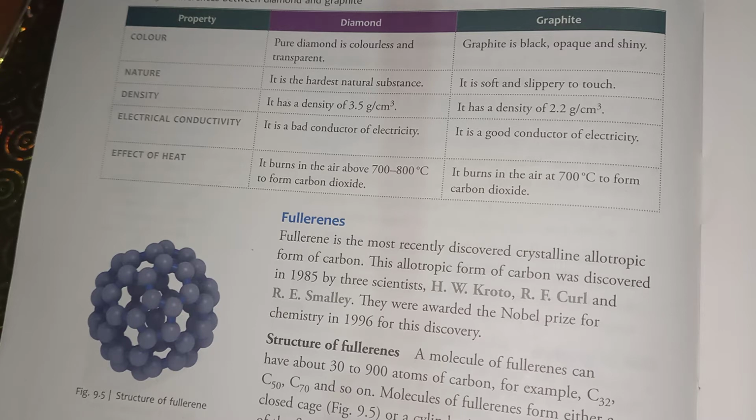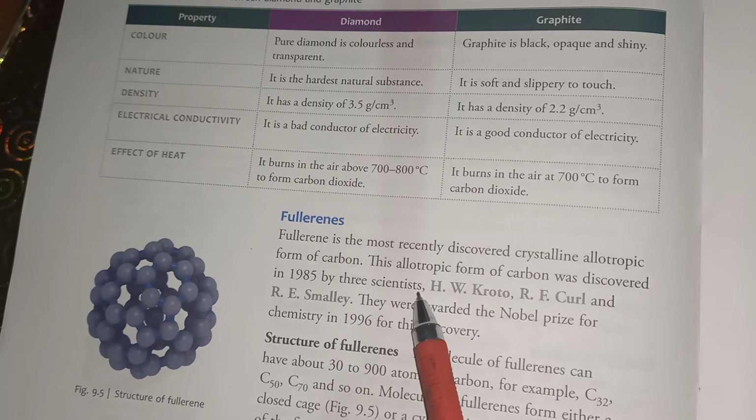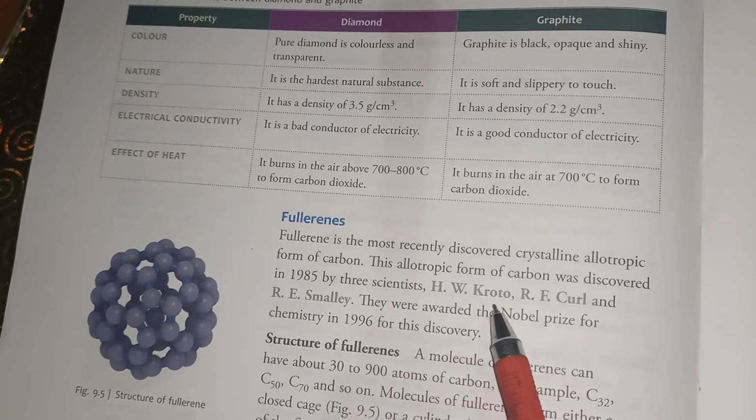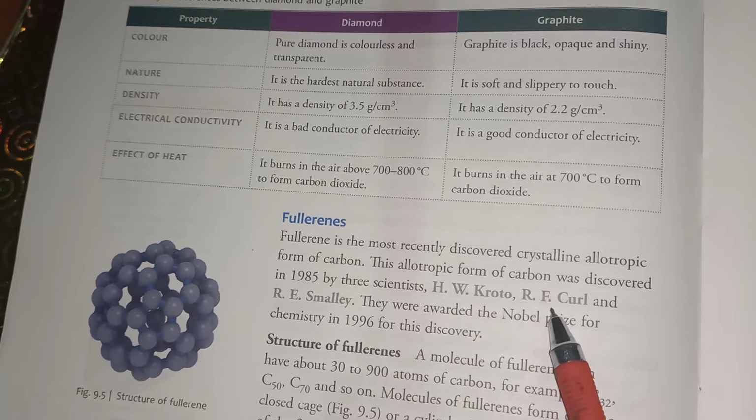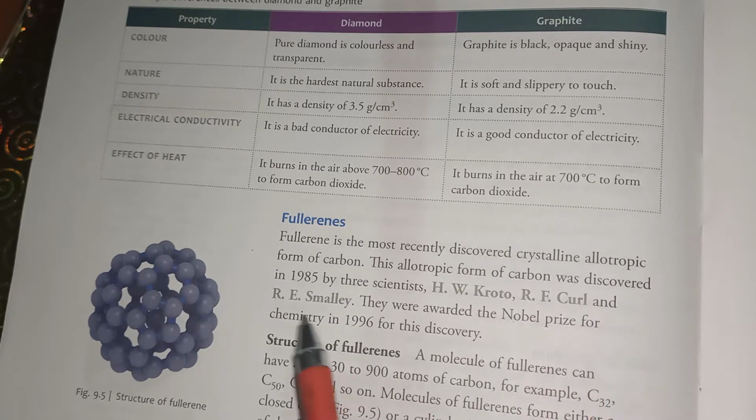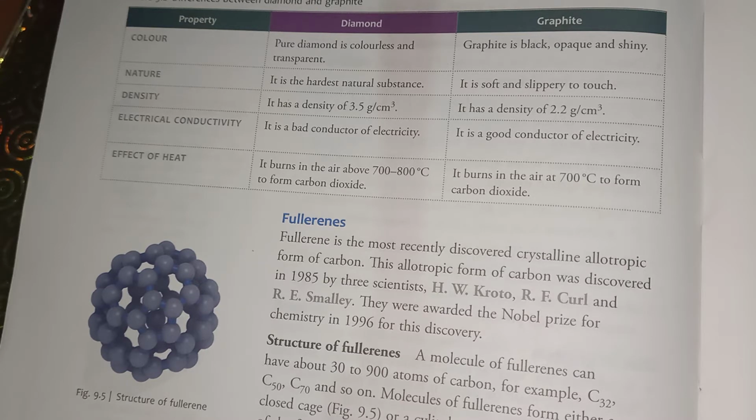This allotropic form of carbon was discovered in the year 1985 by three scientists, H. W. Kroto, R. F. Curl, and R. E. Smalley. They were awarded the Nobel Prize for their discovery in the year 1996.